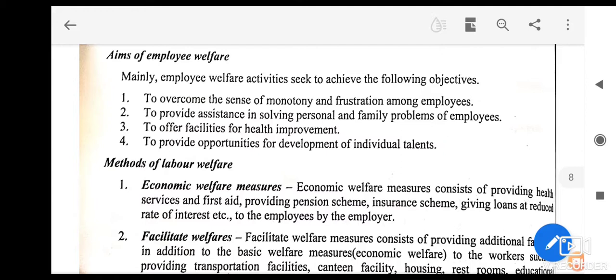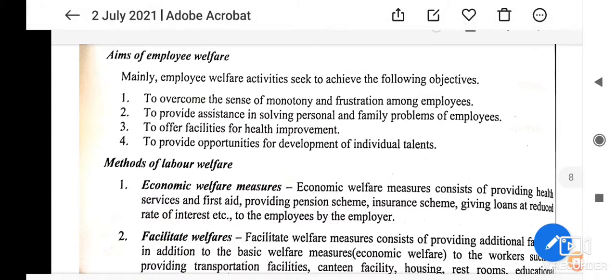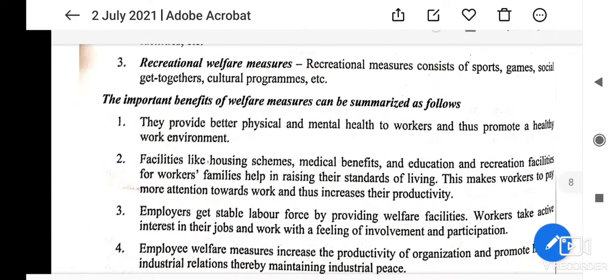Now, there are 3 methods of labor welfare: economic welfare methods, facilitative welfare and recreational welfare measures. First, economic welfare method. It includes providing health services, pension scheme, giving loans at reduced rate of interest, etc. Facilitative welfare measures include canteen facility, housing, restrooms, educational and transportation facilities, etc. Recreational welfare measures consist of sports, games, social get-togethers, cultural programs, etc.